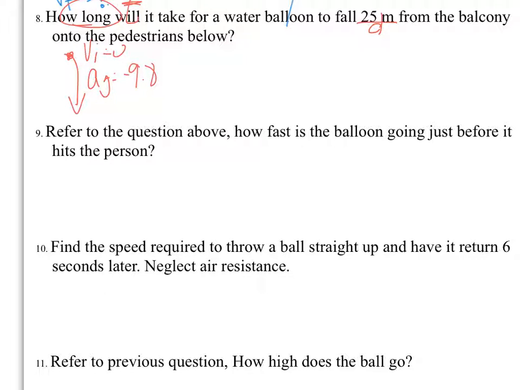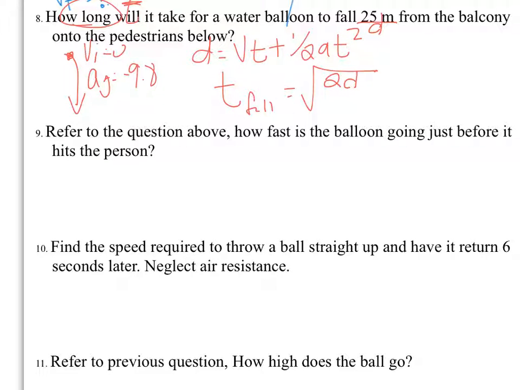So I need an equation that has initial velocity, gravity, time, and displacement. So off of my formula chart, it would be this one. And again, in our notes, we've simplified this for the time to fall is the square root of 2 times the displacement divided by the acceleration. Both of these should be able to get me to the same answer.